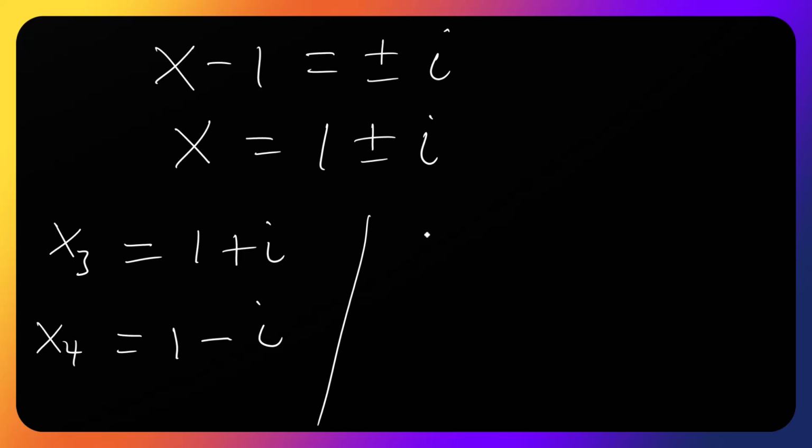So if I add the first ones, we have minus 1 plus i and minus 1 minus i. 4 solutions. All right. Thanks for watching.